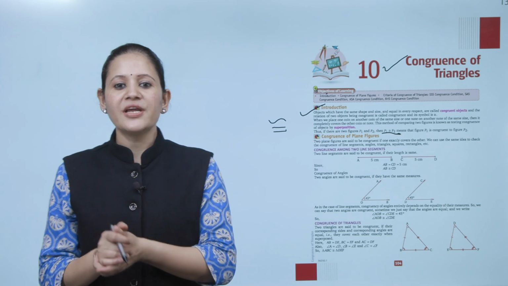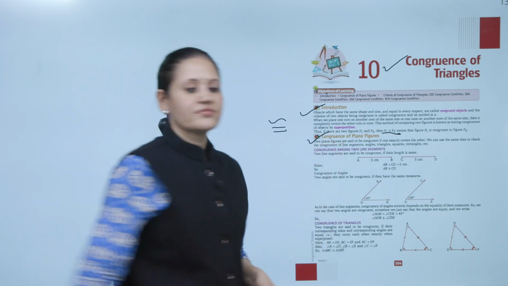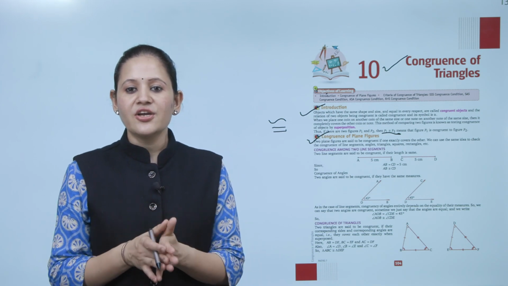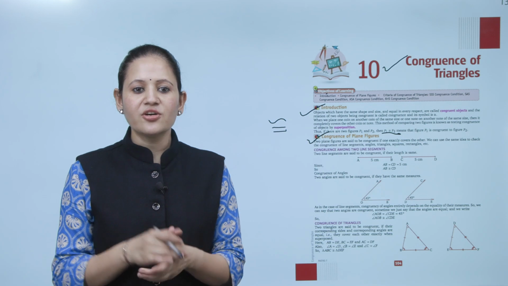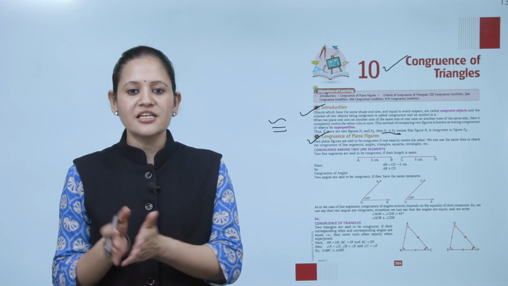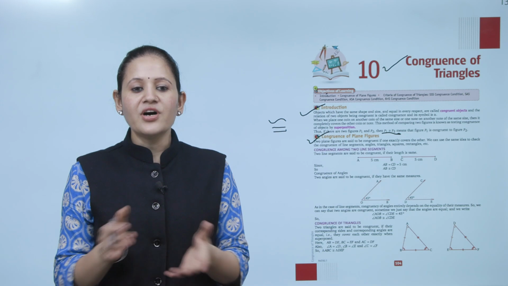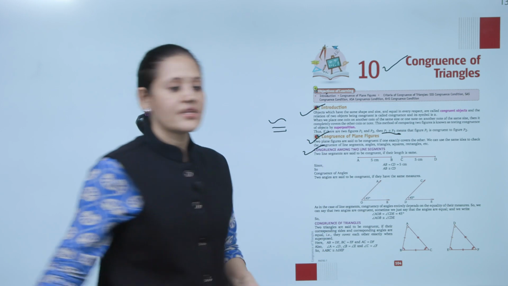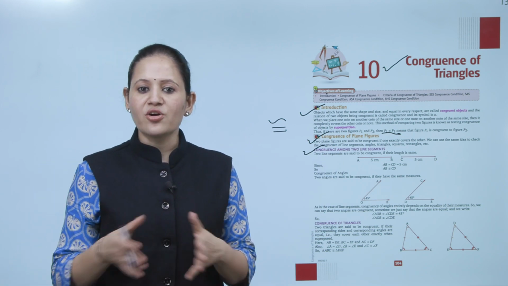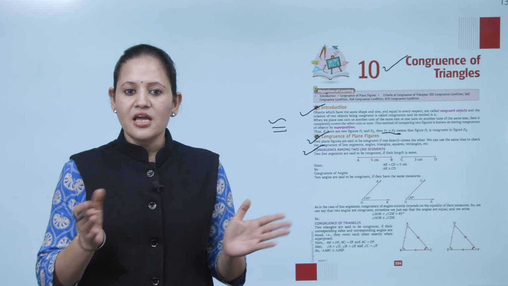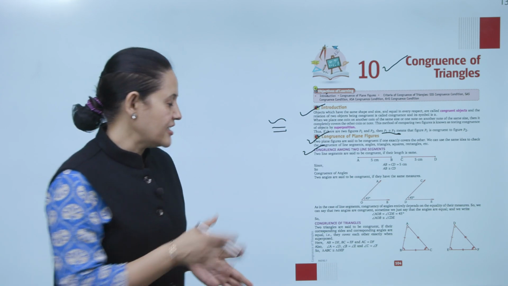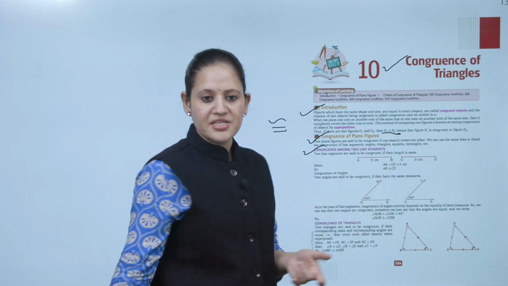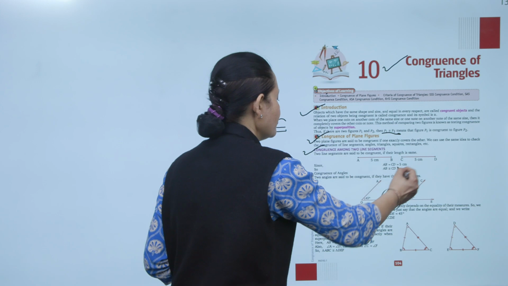Next is congruence of plane figures. Two plane figures are said to be congruent if one exactly covers the other. We can use the same idea to check the congruence of line segments, angles, triangles, squares, rectangles, etc. First is congruence among two line segments. Two line segments are said to be congruent if their lengths are the same. Here AB is 5 cm and CD is also 5 cm. That means AB is congruent to CD.